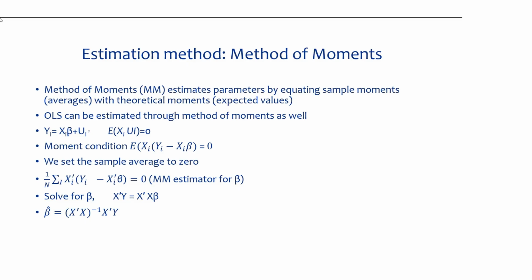No, they are not exogenous. What is ui? Ui will be yi minus xi beta. So we can rewrite this as the expected value of xi into yi minus xi beta equal to 0. Okay, this is what we do here. And then you go ahead and solve for b. That will lead you to an estimate of b, beta hat equal to x prime x inverse into x prime y.